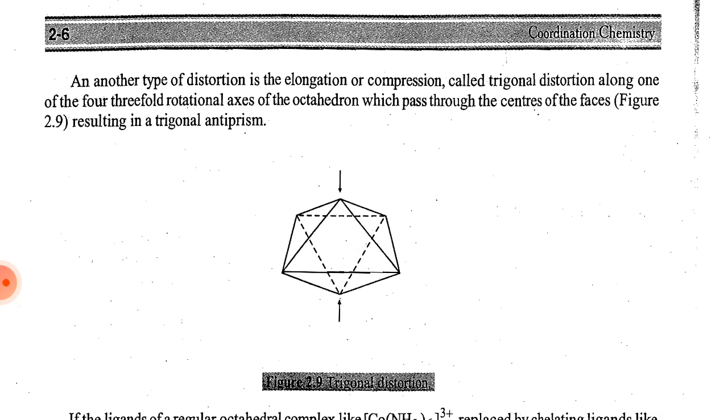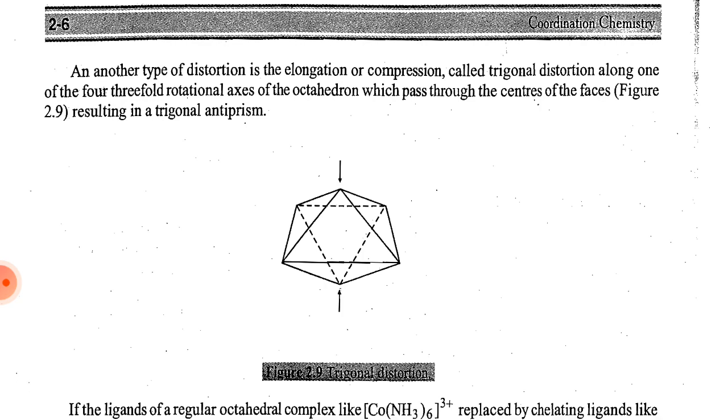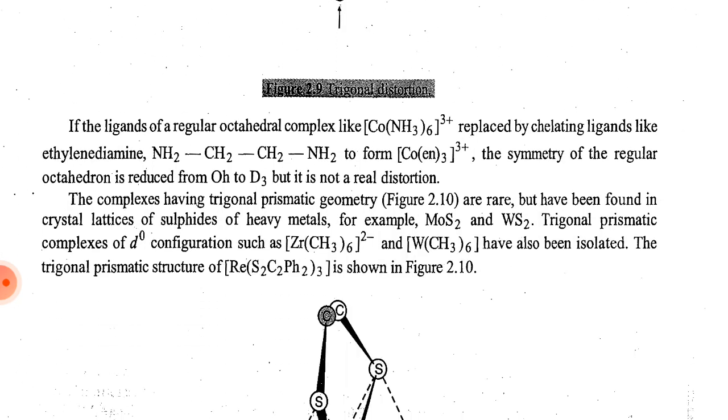Another type of distortion is the elongation or compression called trigonal distortion, along one of the three-fold rotation axes of the octahedron, which passes through the center of the faces, resulting in trigonal antiprisms. There is another type of distortion of the octahedral which is called trigonal distortion, along the three-fold rotation axes of the octahedron passing through the center of the faces, and it shows trigonal antiprisms.